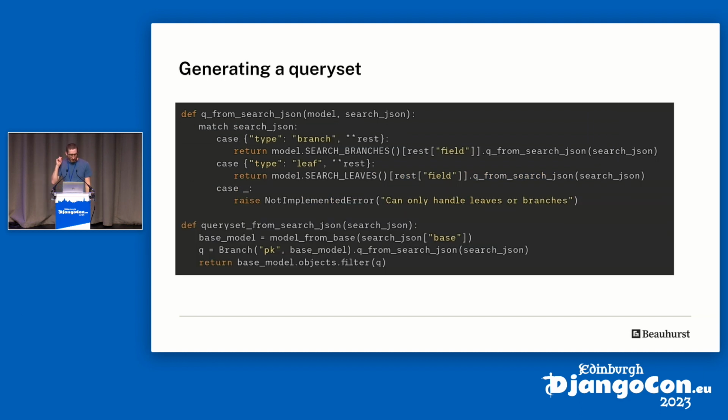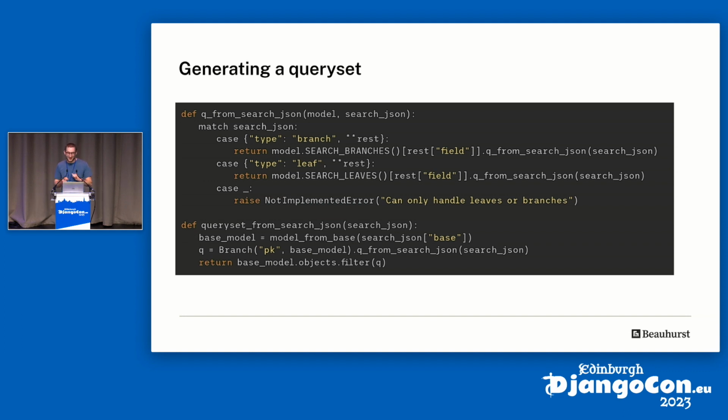And then this is ultimately how we actually generate a query set. So here's this Q from search JSON thing that I talked about earlier. It's checking whether it's a leaf or a branch, and then offloading the logic to the branches or leaves that you've defined on your models, and then calling that Q from search JSON method on those particular branches or leaves in order to generate those Q objects. And if you think about the branch case, here this Q from search JSON object is then calling this Q from search JSON method on the branch.